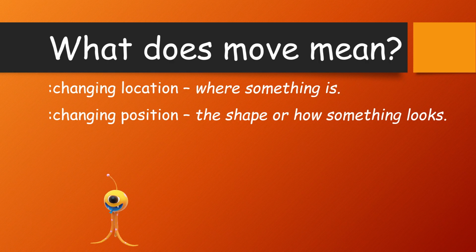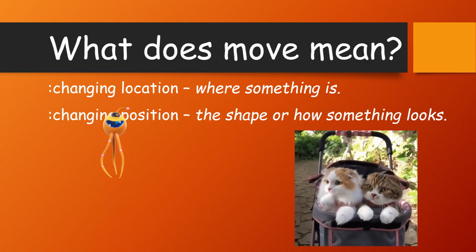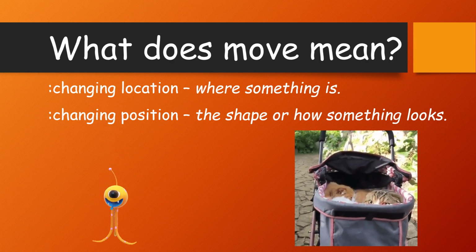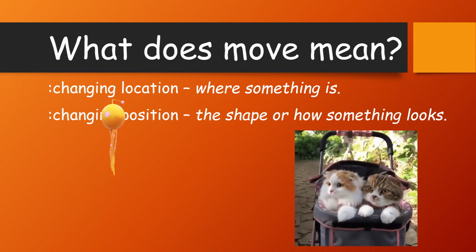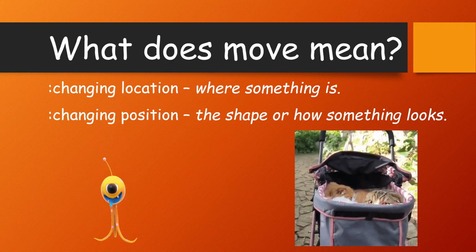So let's have a look at this creature here. It is moving up and down and twirling around and around. So it's moving its location from the ground to up and back again. And then we have these kittens here, and they're changing their position by crouching down so that they're hiding.